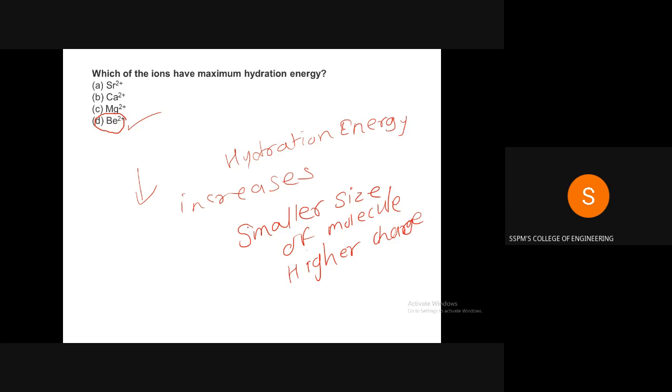Thus beryllium has the highest hydration energy as compared to strontium, calcium and magnesium. The reason is that beryllium has a smaller size and it has a higher charge.